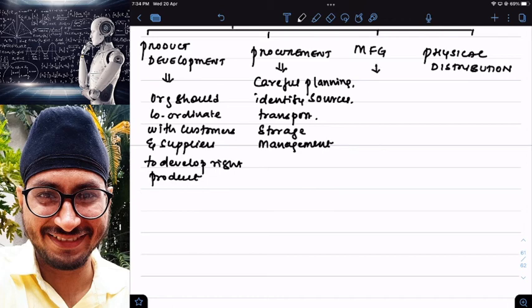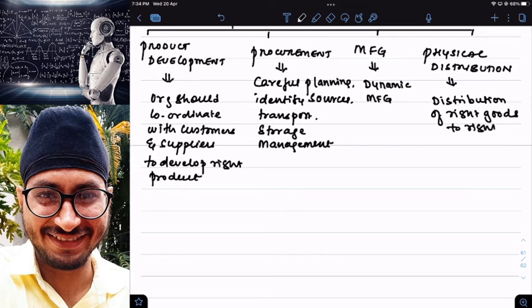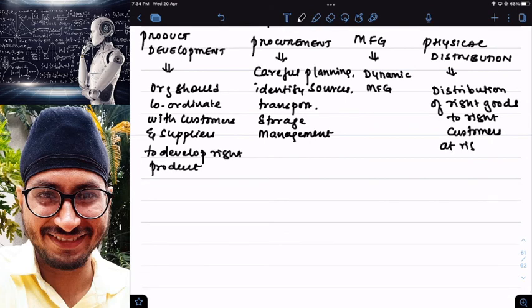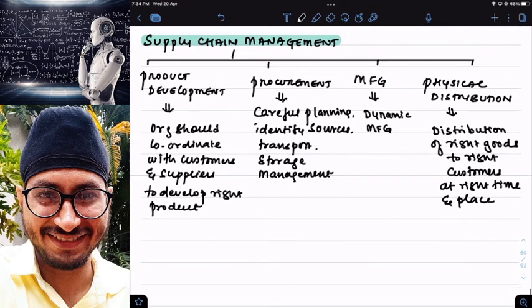Now, once I procure, manufacturing happens. Manufacturing should always be dynamic. Dynamic manufacturing means keep changing the manufacturing as per the demands of customers. And then we have physical distribution, which means distribution of the right goods to the right customers at the right time and place. This point we have already discussed. That is called physical distribution.